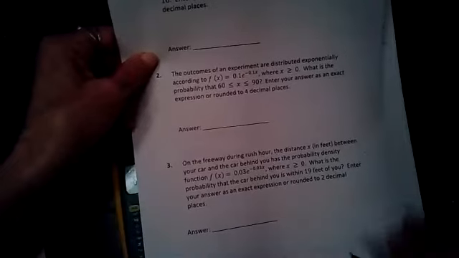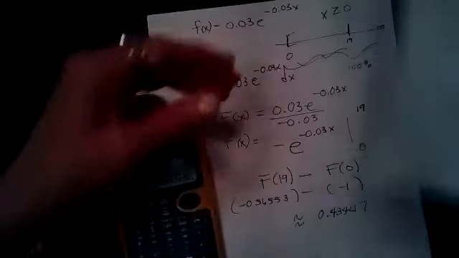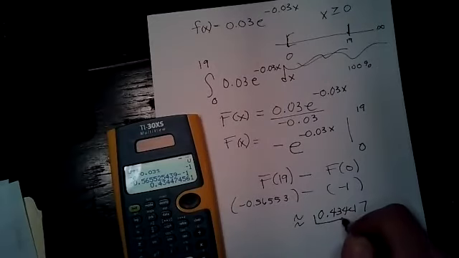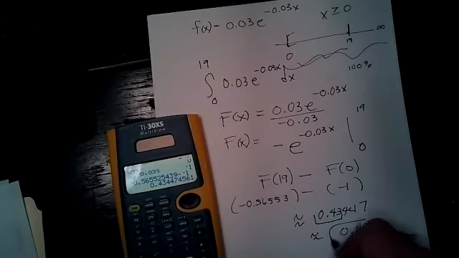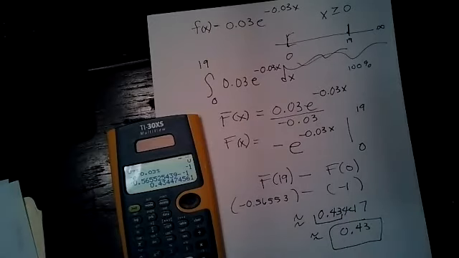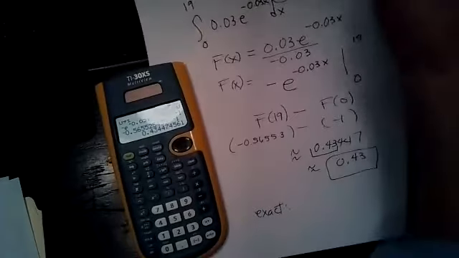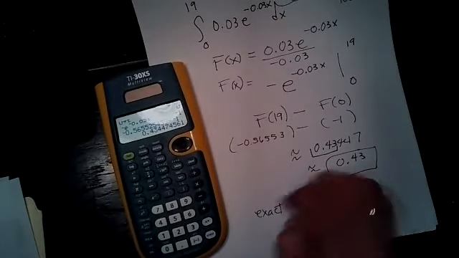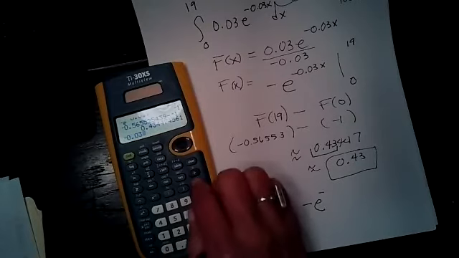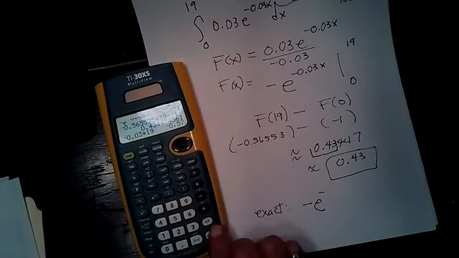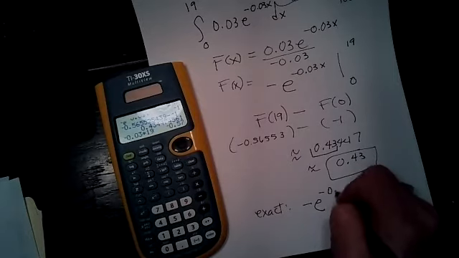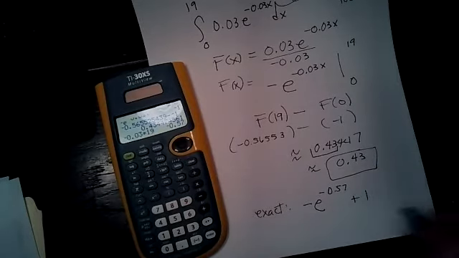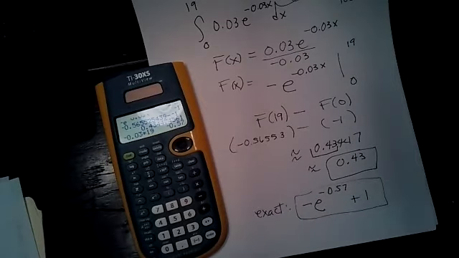Let's see what they said about rounding. This one said round to 2 decimals. So we can do that. My answer will be 0.43. And if you want the exact, you would just say negative e to the negative 0.03 times 19, which is e to the negative 0.57, plus 1. That is the exact. But that's what I do.